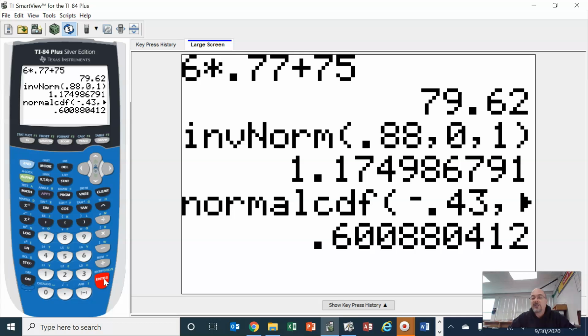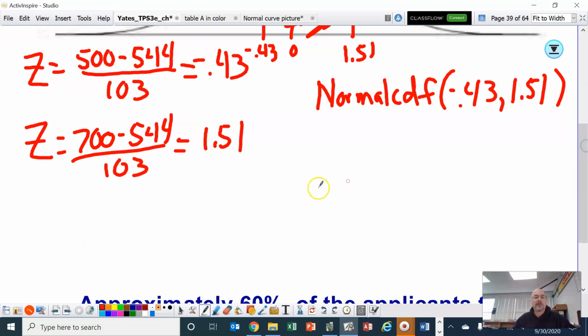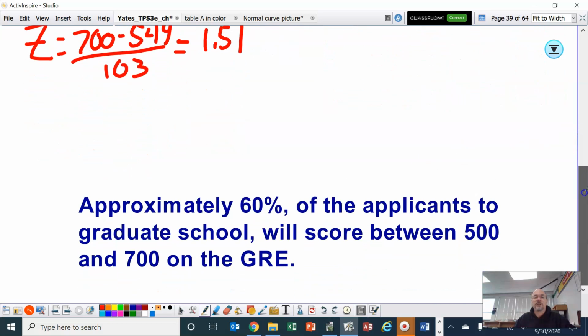All right, so that's about 0.60, which is 60%. All right, well, let's keep going. Again, pause and rewind if you need to.